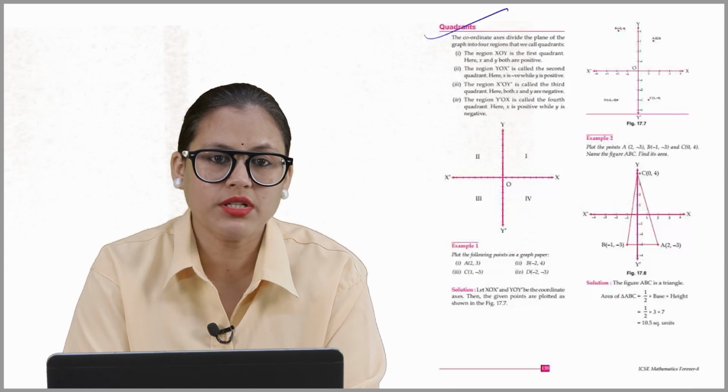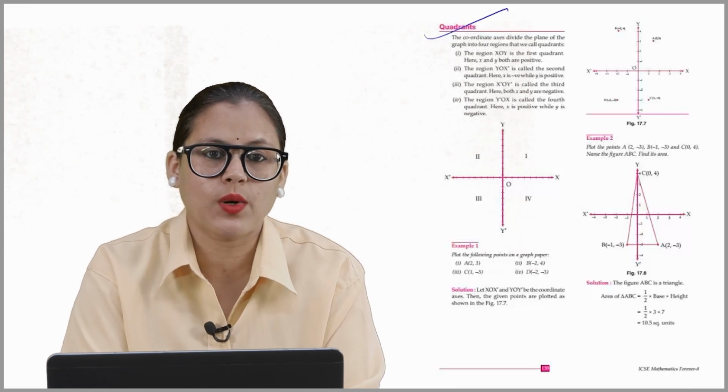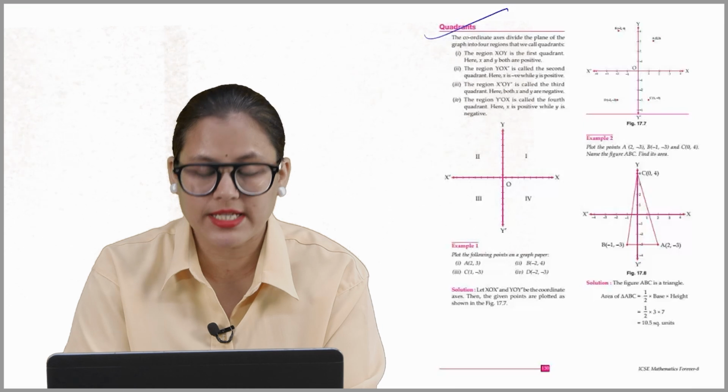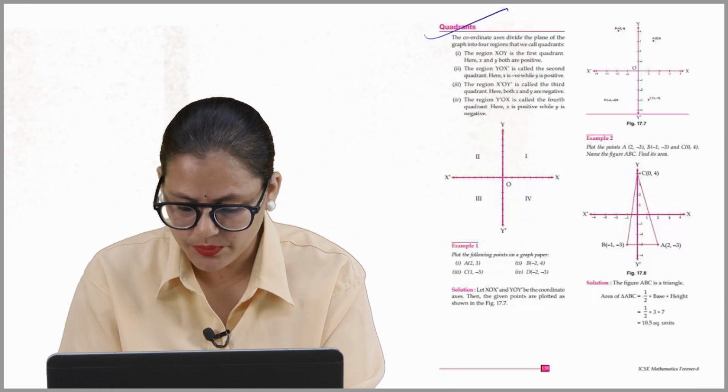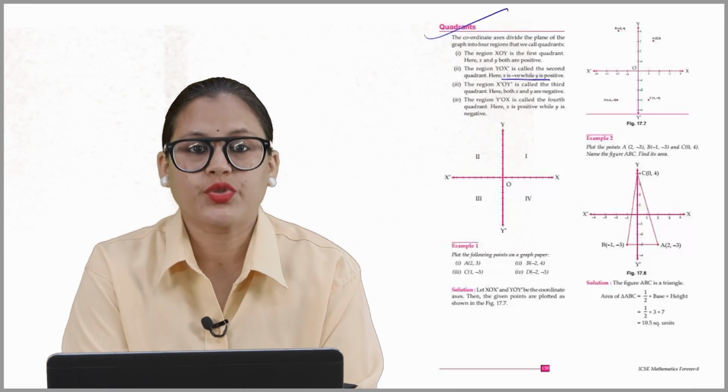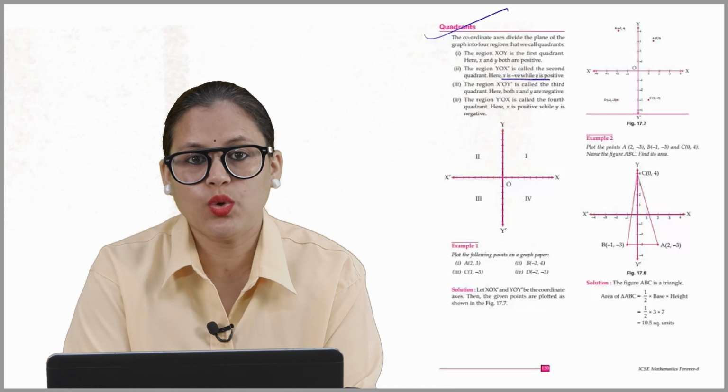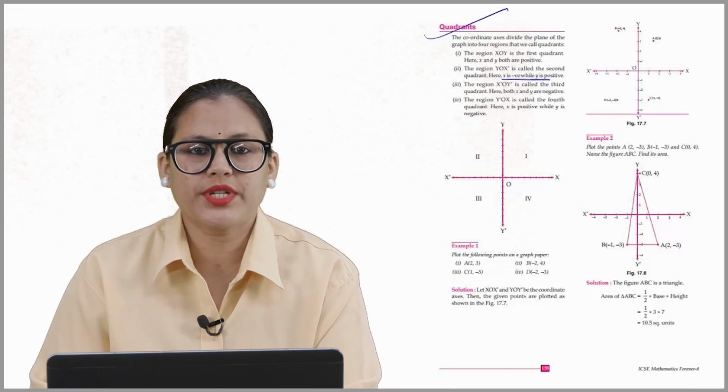2, the region YOX' is called the second quadrant. Here X is negative while Y is positive. 3, the region X'OY' is called the third quadrant. Here both X and Y are negative.